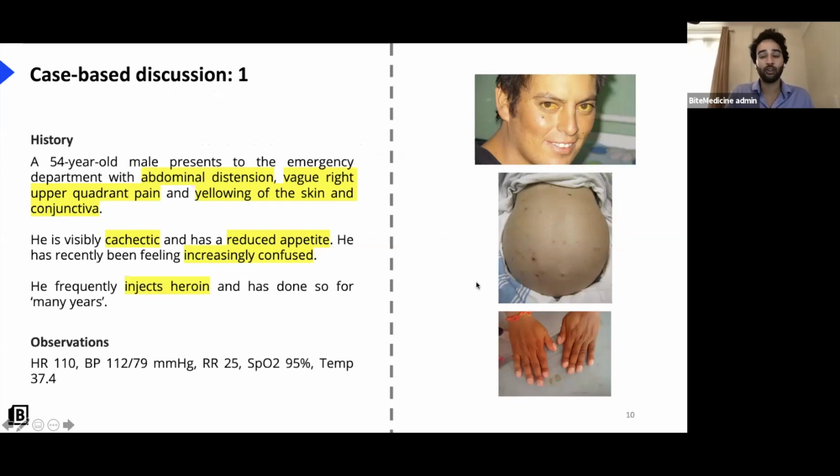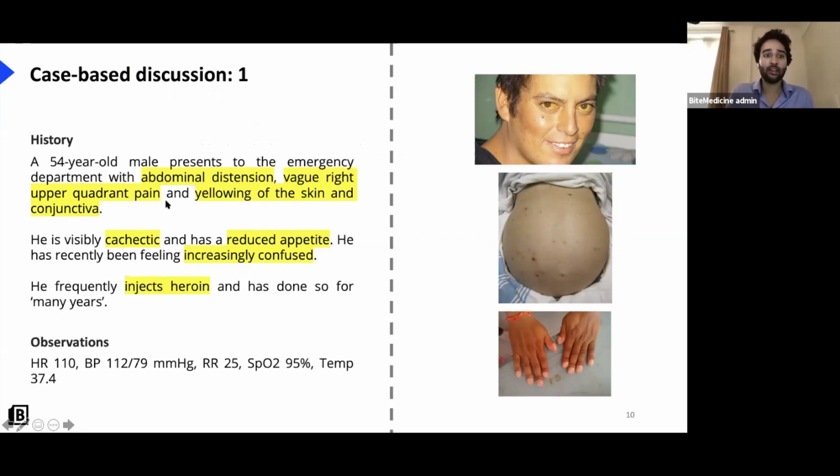Exactly. He's got ascites, so that's evidence of decompensation. He's increasingly confused, so encephalopathy. So he's clearly got features of decompensated liver disease, and he's jaundiced as well. He's got a reduced appetite and is cachectic, so he's malnourished. And as we all know, weight loss generally is associated as a constitutional feature, which may be seen in malignancy as well as infection.